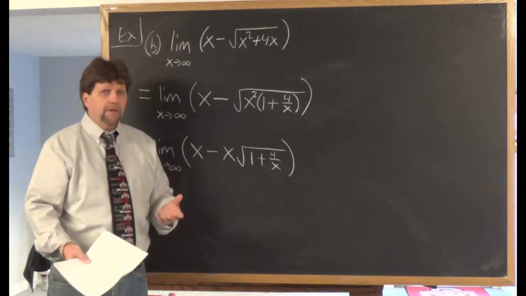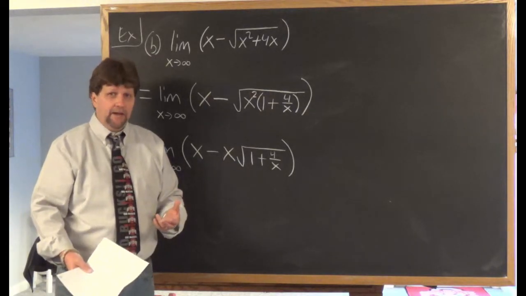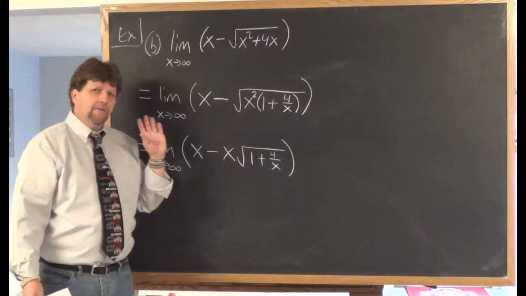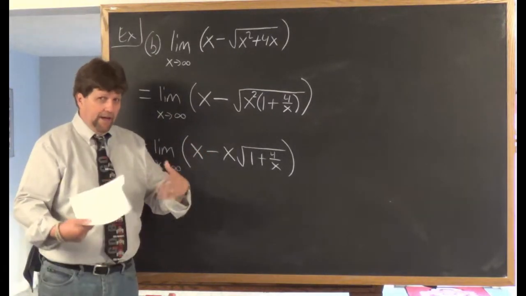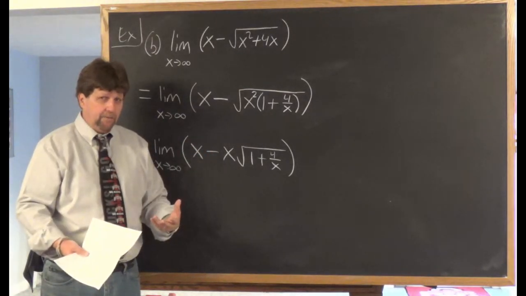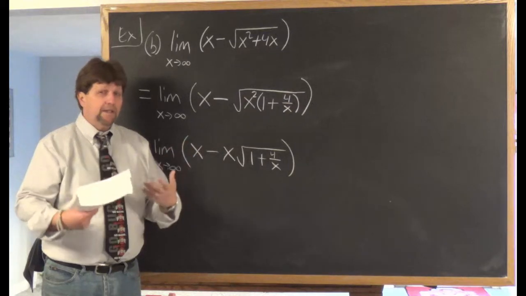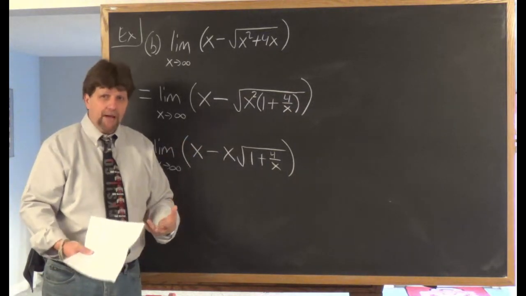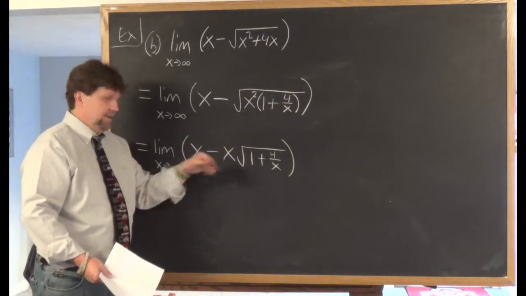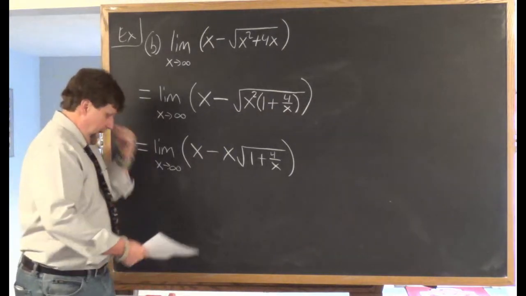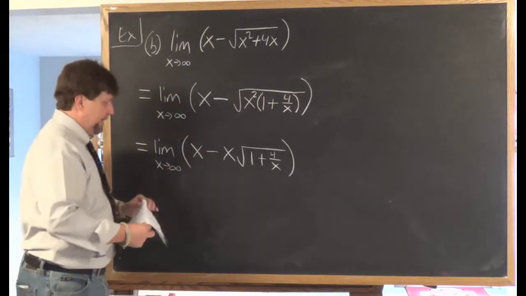Well, square root of x squared is absolute value of x. But we're talking about x heading off to infinity, so we're talking about x being positive values. So if x is positive values, absolute value of x would just simplify to x. All right. Looks like we're getting somewhere.